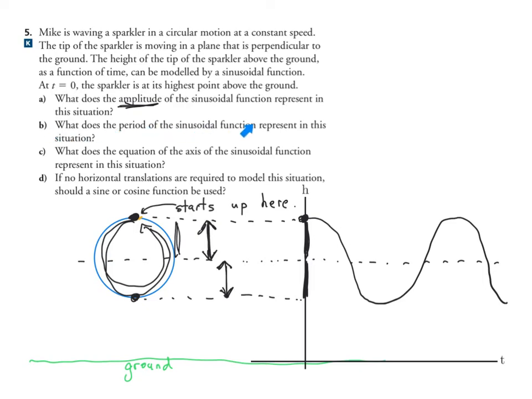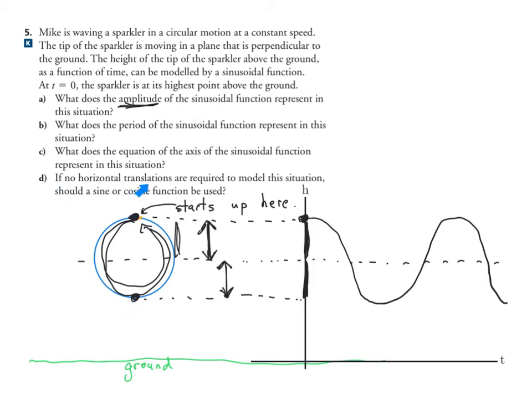What does the period of the sinusoidal function represent in this situation? The period is how long it takes to do one full cycle, right? So go from the top down to the bottom, back to the top. So in this situation, it represents the amount of time that it takes for this spark to go all the way around once. What does the equation of the axis of the sinusoidal function represent? The equation of the axis, so y equals this height right here, represents the center of the actual circle. So the height that's halfway in between the maximum height and the lowest height.